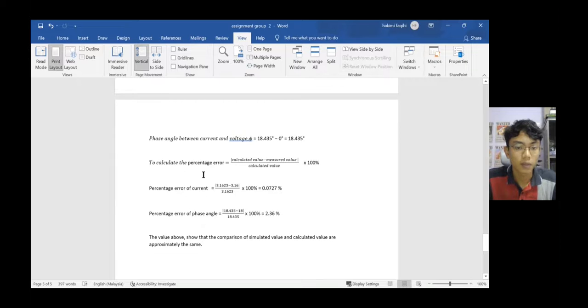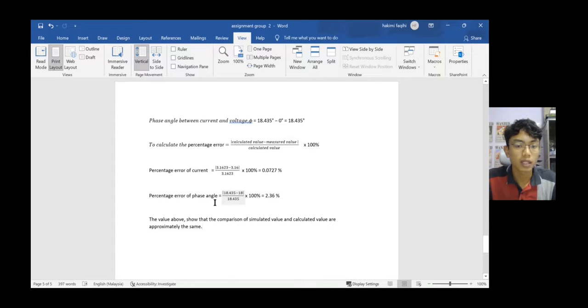So to calculate the percentage of error, it is the calculated value minus the measured value divided by the calculated value. So as I state here, the percentage error of current is 3.1623 minus 3.16 divided by 3.1623 times 100%. So we get 0.0727% percentage error of current.